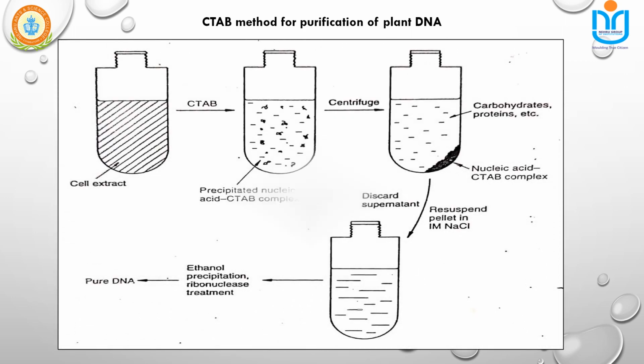The figure shows the CTAB method for purification of plant DNA. The CTAB forms a complex with the nucleic acid. When centrifuged, the complex will be pelleted out and the supernatant contains carbohydrates, proteins, etc. The pellet is resuspended in 1 molar sodium chloride, and further ethanol precipitation and ribonuclease treatment are carried out. Thus, we obtain pure DNA.